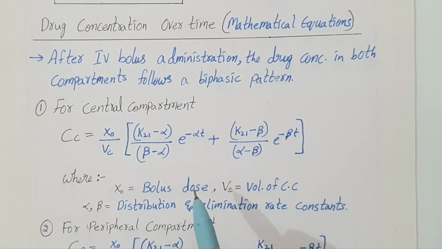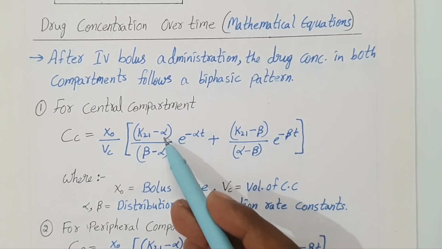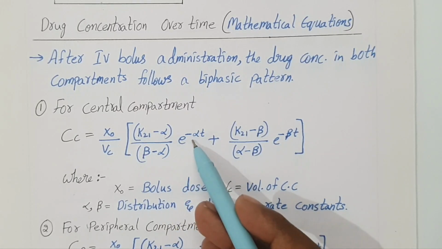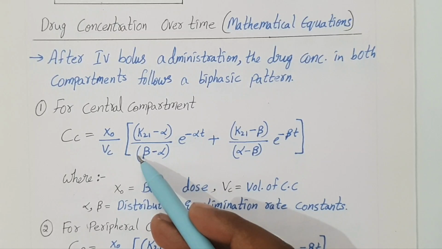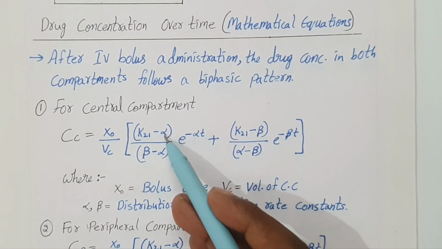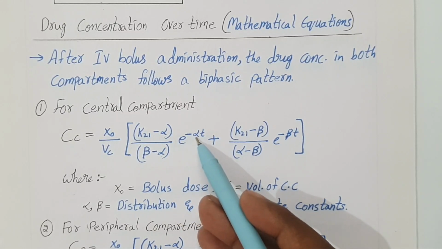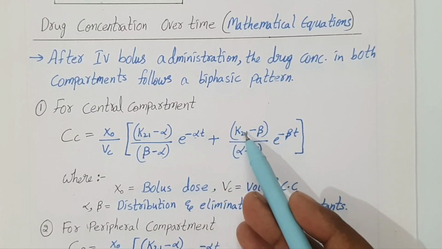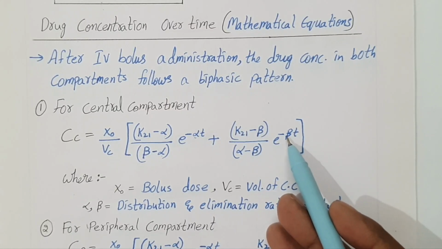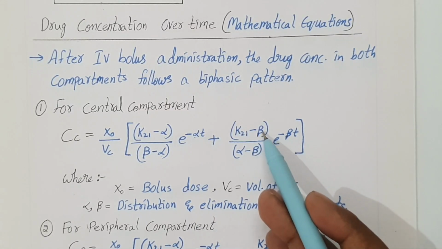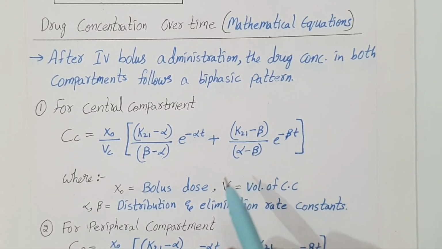Remember these equations. There is an easy trick you can use. When you are writing alpha here, you will get alpha here also, but in the denominator you will get beta minus alpha. When alpha is here, you have to take beta here. When alpha is here on the right hand side, you have to take alpha only. Then when beta is here, you have to take the same constant, that is beta. Then in the denominator you have to take the opposite one. Hope you are getting this.